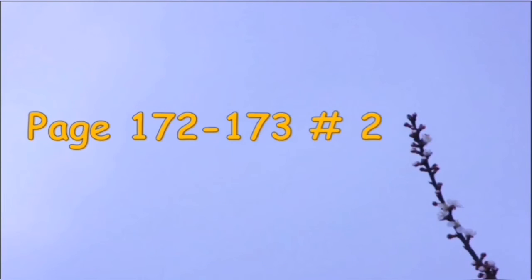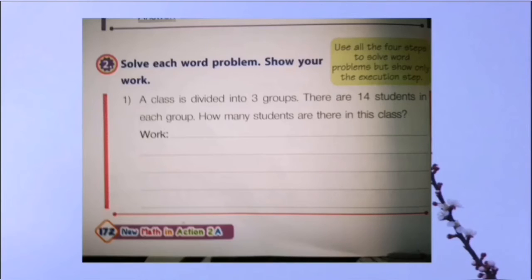Now let's move on to page 172 to 173, number 2. So let's read the instructions together. Solve each word problem. Show your work. Now let's read the problem first. A class is divided into 3 groups. There are 14 students in each group. How many students are there in this class?